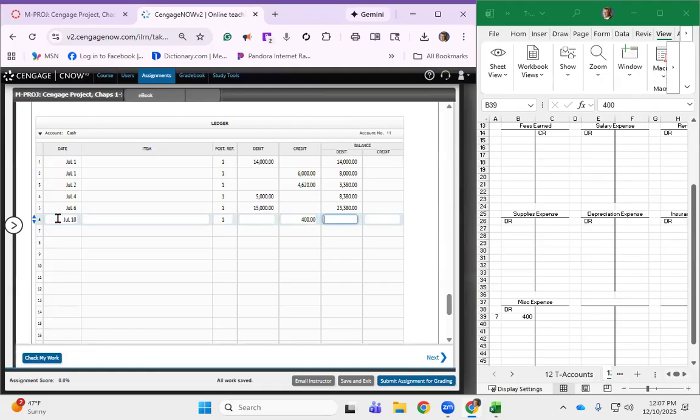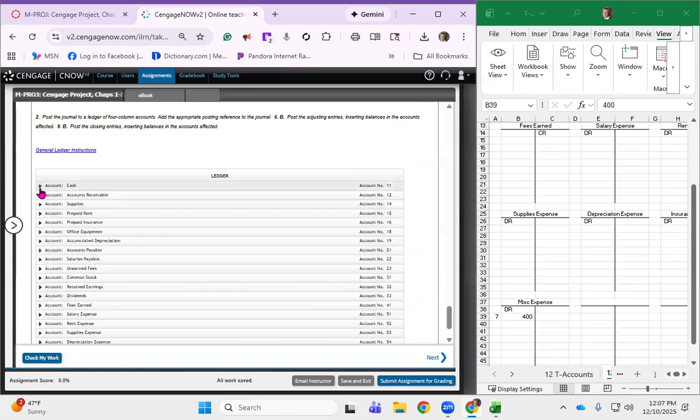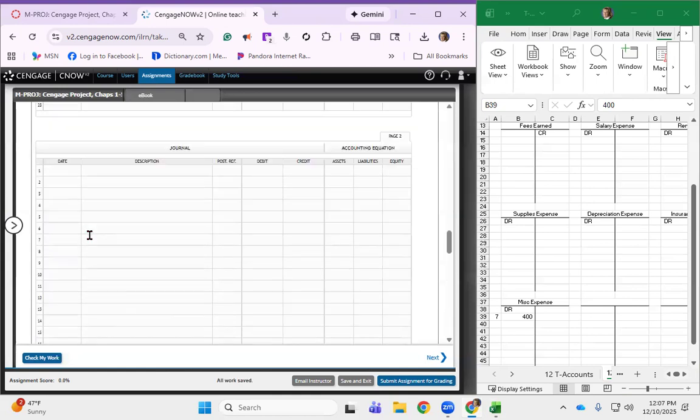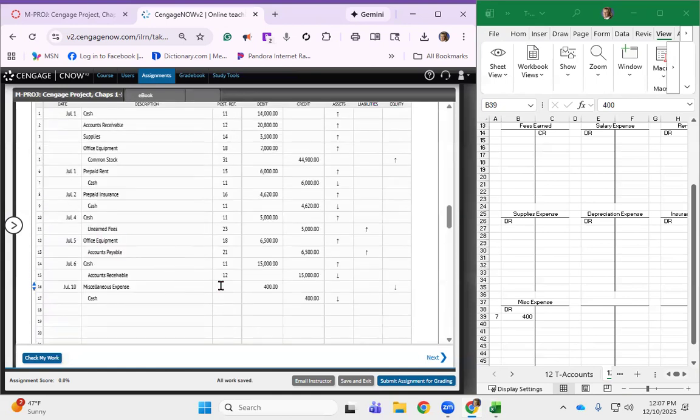Now you need to take your running total and subtract whatever you just paid for advertising. 22,980 is what I have as my new cash balance. I'm going to shut this ledger and go back up and put in my account numbers. Now, miscellaneous is 59 and cash is 11. Okay, we're ready for our next entry.